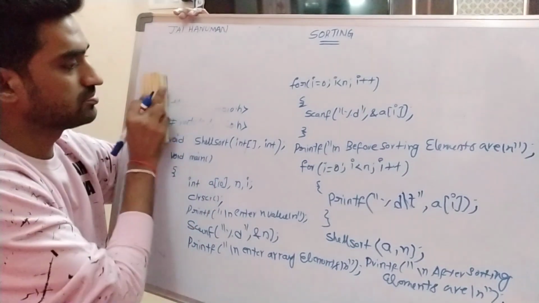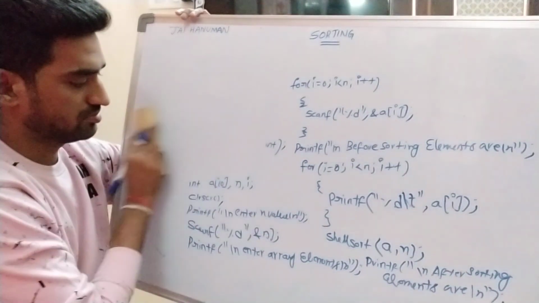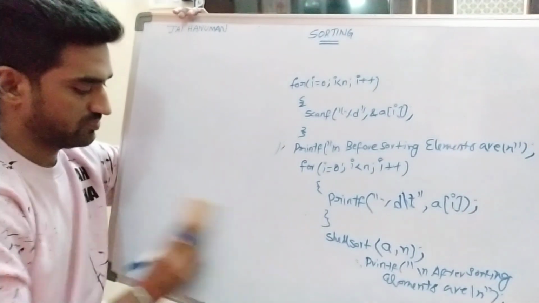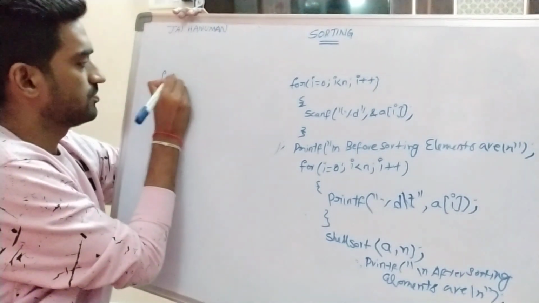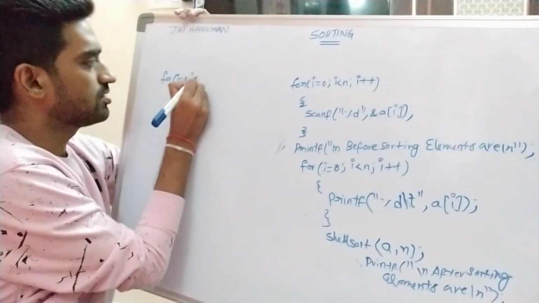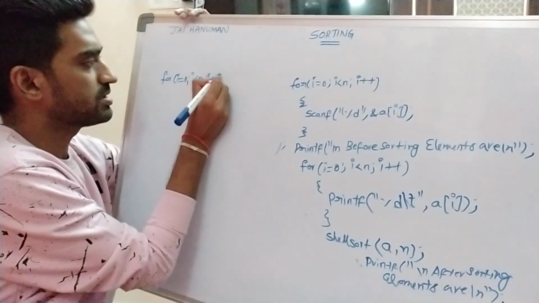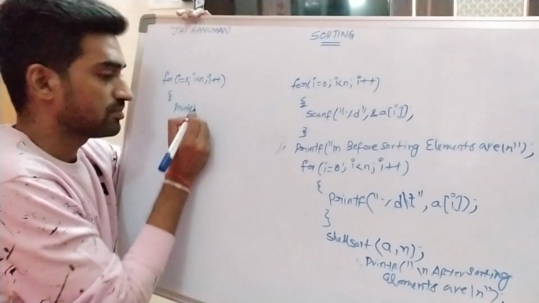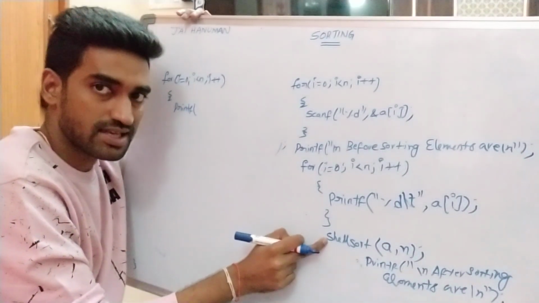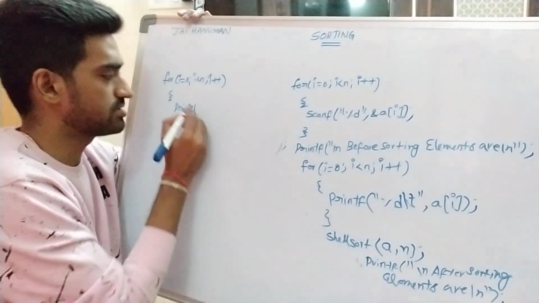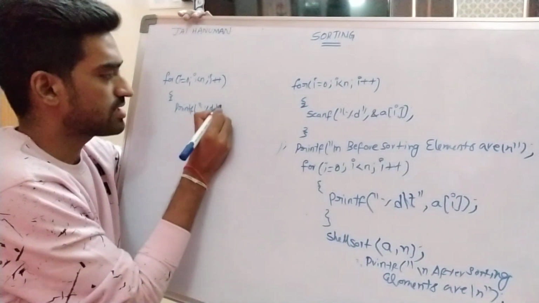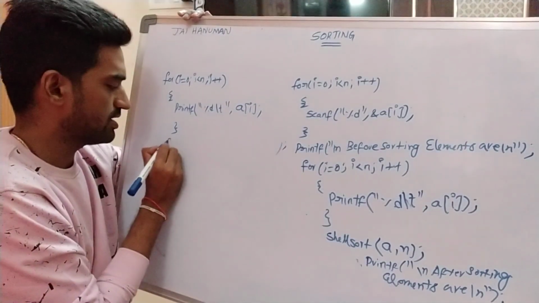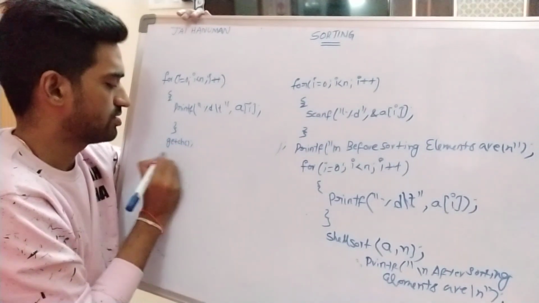So what is the loop? For i is equal to 0, i less than n, i plus plus. We are printing all the elements. Once we call the function and the entire process has been completed, we can print all the sorted elements. So printf "%d\t", all the elements are stored in a of i. Then I am writing getch.